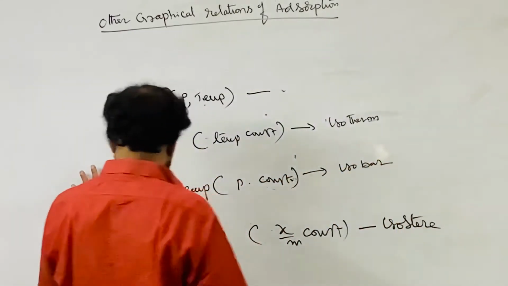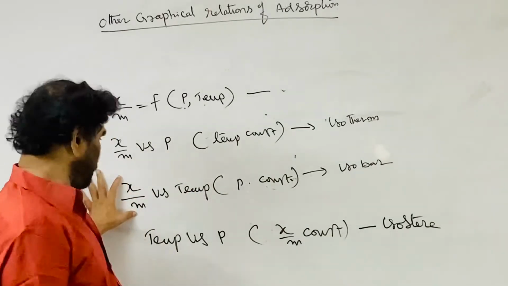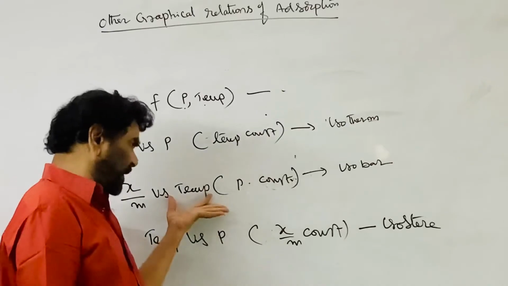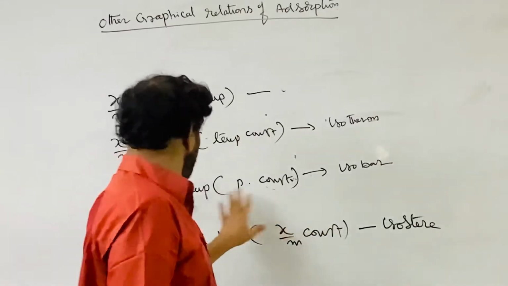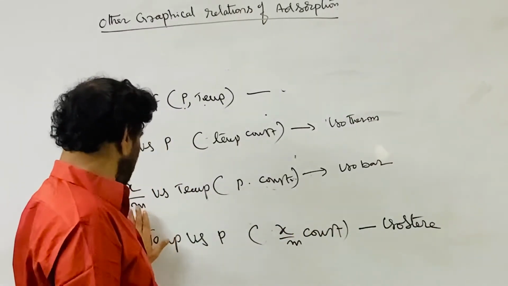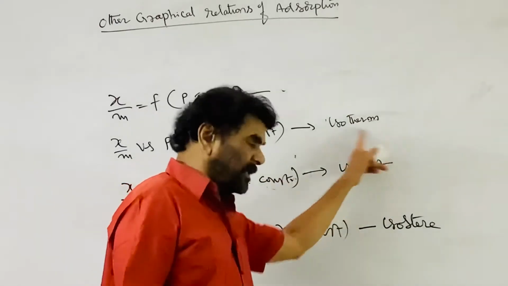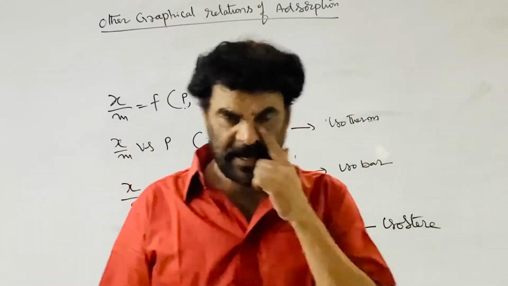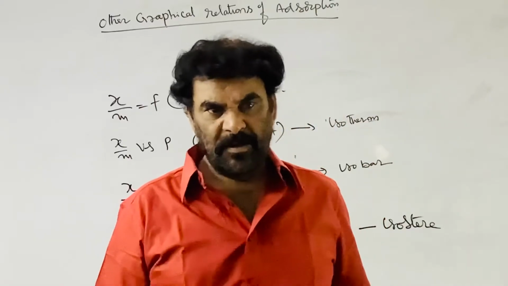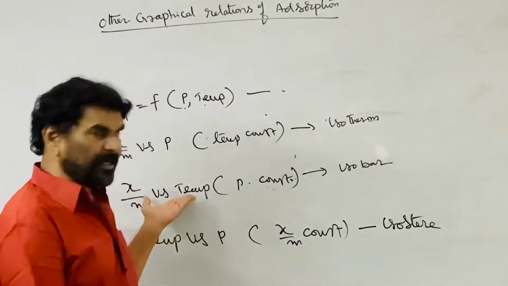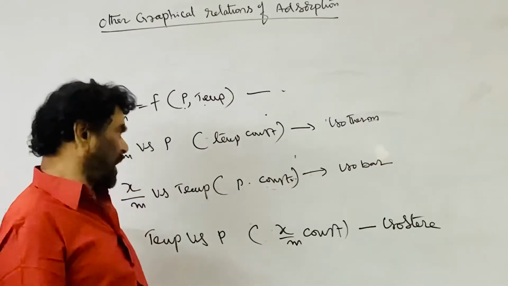The third one is the effect of temperature on extent of adsorption, that is extent of adsorption versus temperature, keeping the third parameter constant. Here we are establishing the relation between extent of adsorption and temperature by keeping the pressure constant, that is called the isobar or isobaric relation, isobaric process. Throughout the experiment, pressure is kept constant. So we have to consider the adsorption isobars.